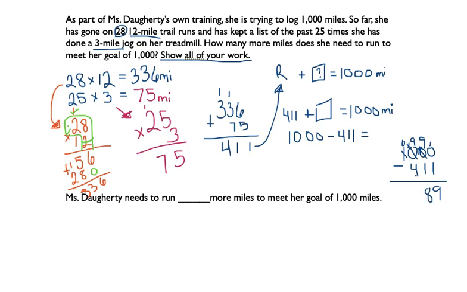9 minus 4. Whoops, my cursor just stopped. What is 9 minus 4? There you go. This is how many more miles she needs to run.